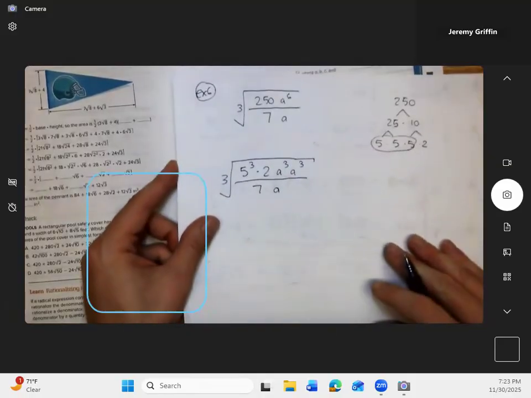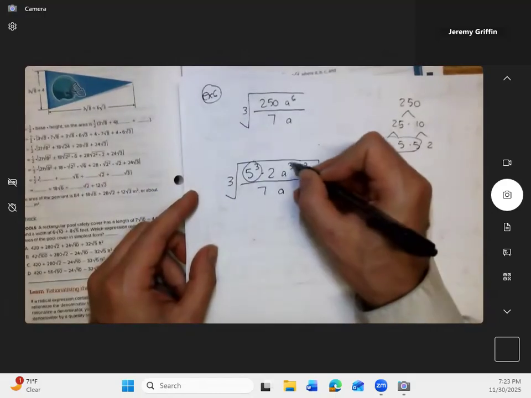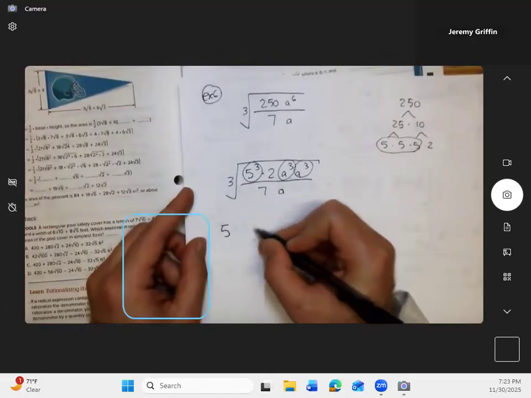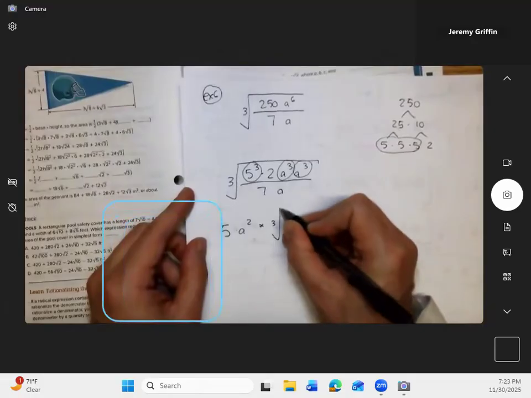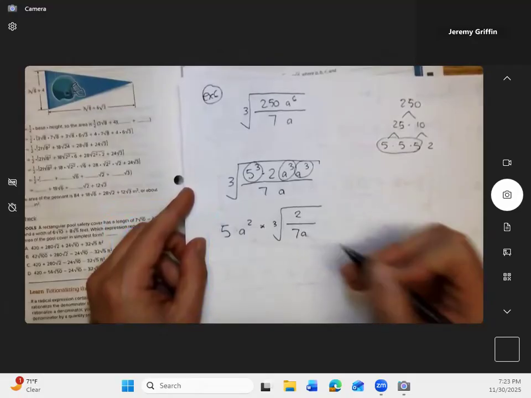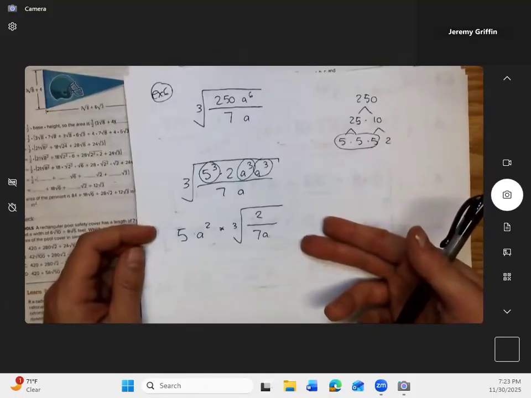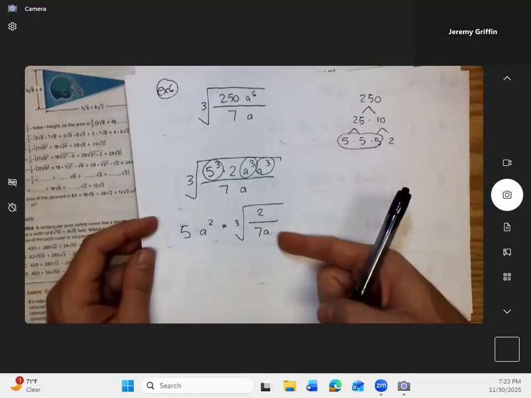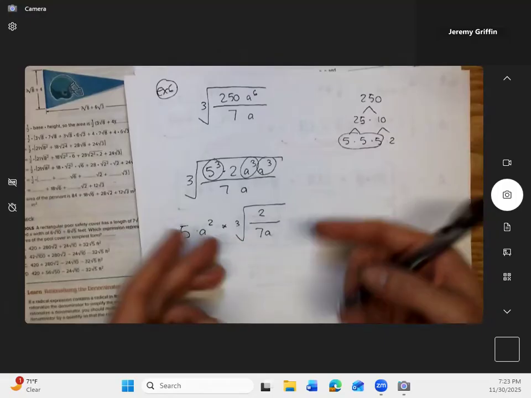So we got, okay, now what? Okay. Well, I got this triplet of 5s, triplet of a's, and another triplet of a's. So I can pull all that out as 5, and then a and a gives me a squared. And that's all multiplied by the cube root of, and inside I have a 2 divided by 7a. Okay. Now, for me, I'd say, okay, that could probably be simplified. That's good. Right? But again, mathematicians, for some reason, don't like radicals in the denominator. So we need to bring this up to a point where we're not having a radical in the denominator.